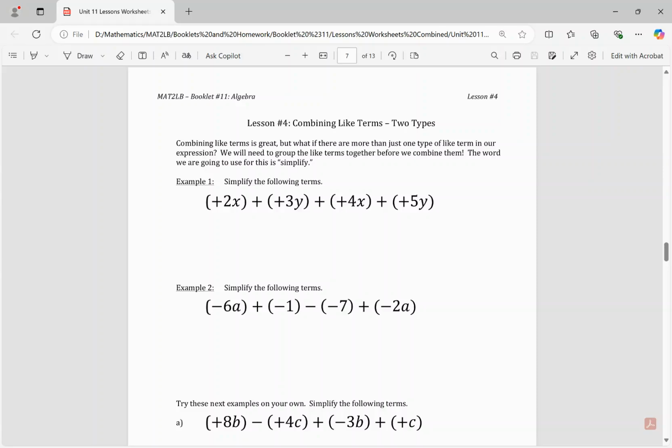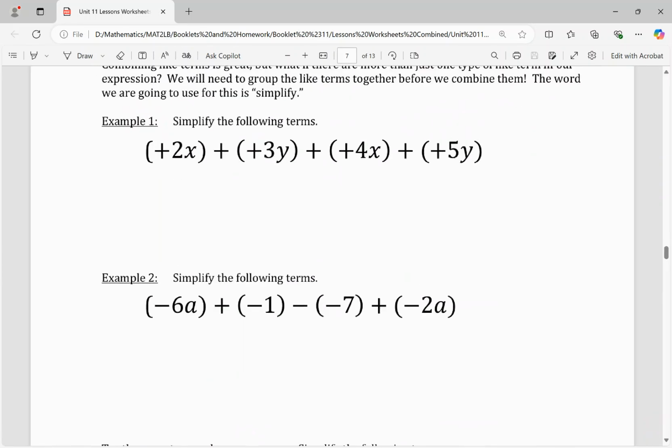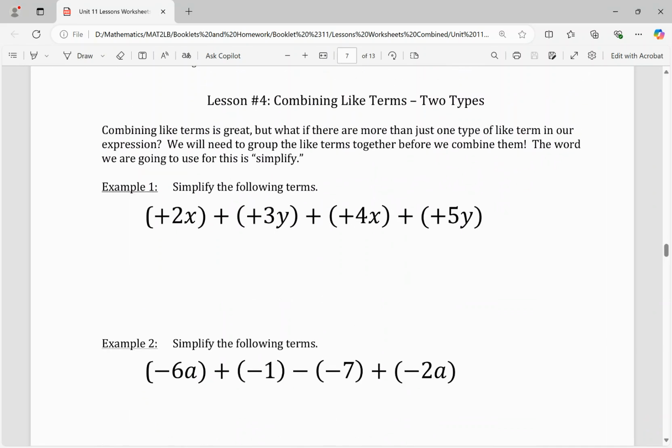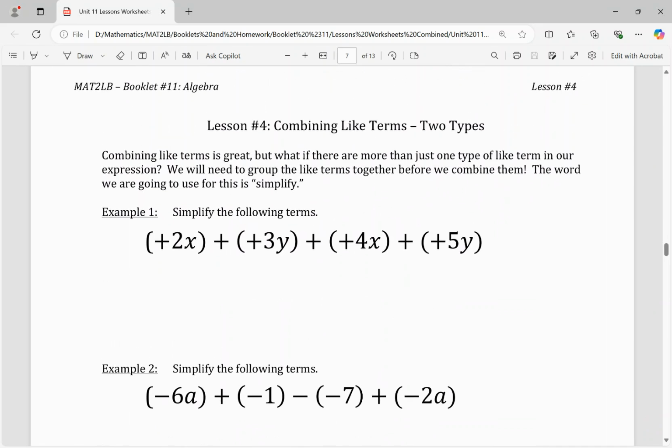All right, everyone. In this lesson, we will be completing lesson 4 in booklet 11, that is combining like terms where there are two types. So this is where things are going to start getting a little bit tricky. You are going to have some terms which are alike, but some which are not.